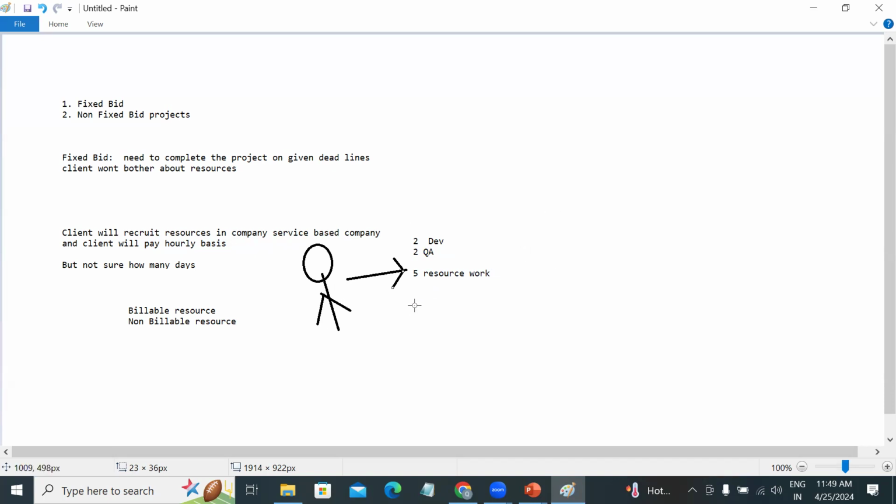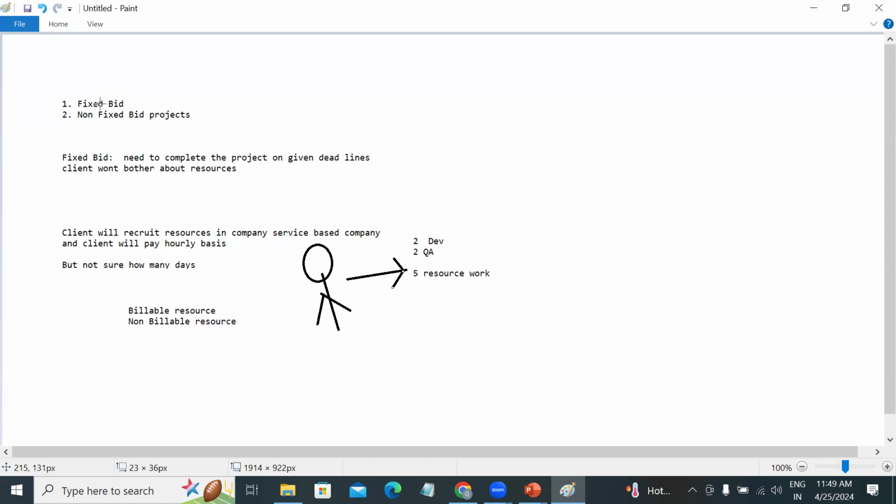JPMC doesn't know about this resource. He will attend the calls, and he will give the status to these four persons. These four persons update the status to the client. Non-billable resource or shadow resource.